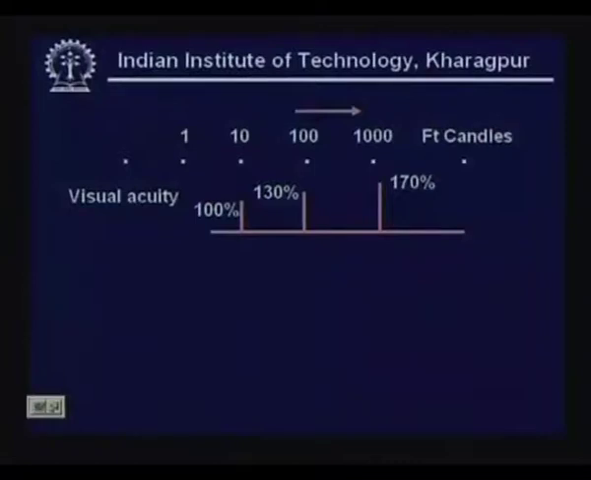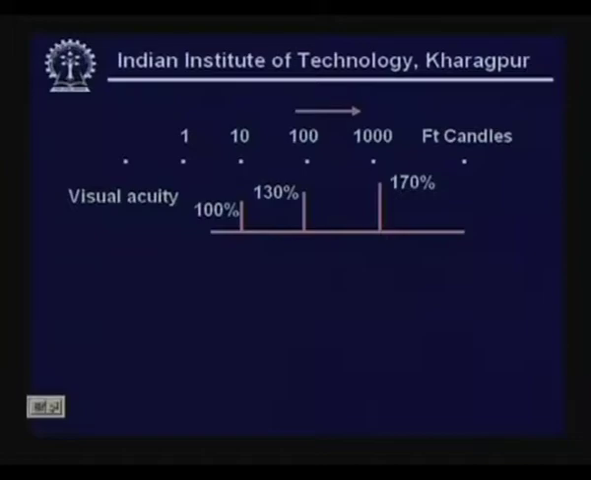Now, here is a graph which shows the visual acuity on the vertical axis and the illumination levels on the horizontal axis. It is marked as 1, 10, 100, 1000 foot candles. Here it is assumed that whatever visual acuity you have corresponding to the first vertical line is marked as 100%. It corresponds to 1 foot candle.